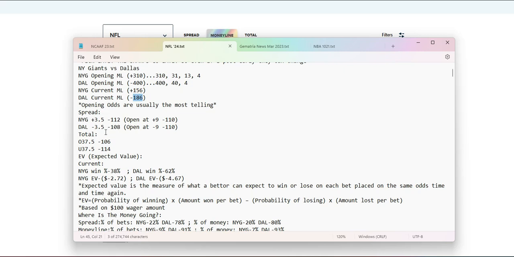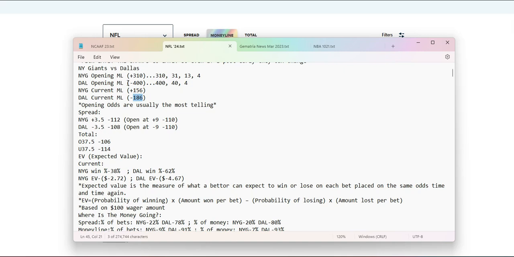Over under 37.5 points. Over is getting a minus 106 cost. Under is getting a minus 114 cost. One of the hardest to bet on is this minus 106, minus 114, because the percentages show it's about a 48-52 difference between each of these as far as who wins more often. It's not as big as the minus 105, 115, where the minus 105 cost usually wins close to 72% of the time. So this is a little more even.